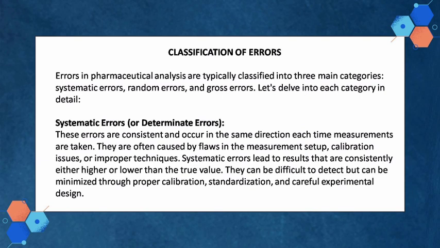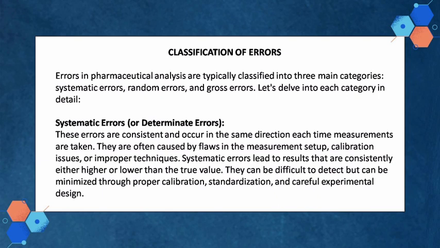Classification of errors. Errors in pharmaceutical analysis are typically classified into three main categories: systematic errors, random errors, and gross errors. Let's delve into each category in detail. First, systematic errors or determinate errors.